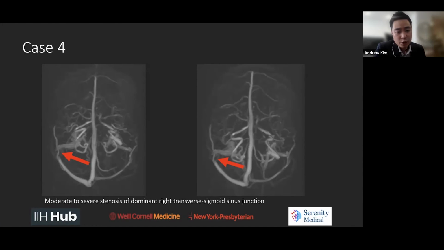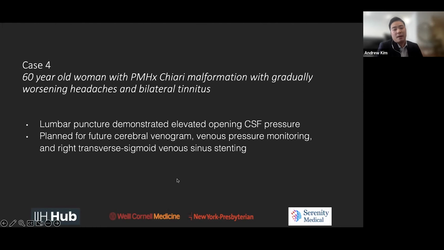This patient had MRV imaging and has a dominant right transverse sigmoid venous sinus with a focal moderate to severe stenosis here. Two slightly different views of the same thing. We can see that it really tapers and gets very stenotic there. This patient ended up getting a lumbar puncture, demonstrating an elevated opening CSF pressure, and didn't yet, but is currently planned for a future cerebral venogram, where we'll do venous pressure monitoring and hopefully be an appropriate candidate for venous sinus stenting, which will hopefully help with this patient's symptoms.